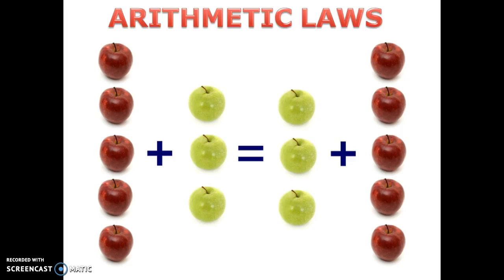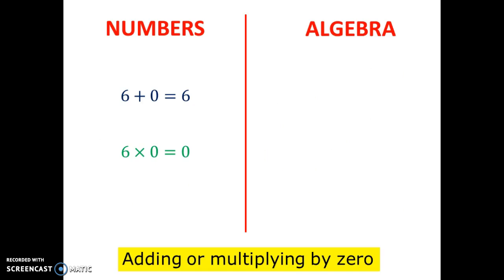There are lots of different relationships between our number system and algebra. In a number system, if we add 0 to a number, the number stays the same. The same works for algebra. If we multiply a number in our number system by 0, the same happens in algebra.